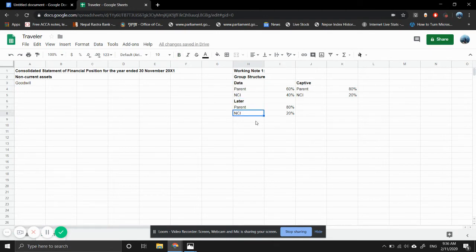At the year end, the NCI was only 20%, so we need to adjust for that as well. Always remember that's a bit big in this question. Nothing else is new. Calculation of net assets. And another thing while calculating this is to always separate the other component of equity. So in this case, let's first calculate for Data.